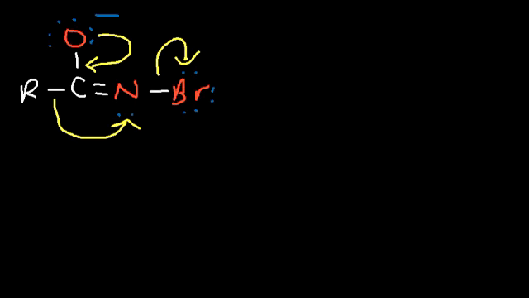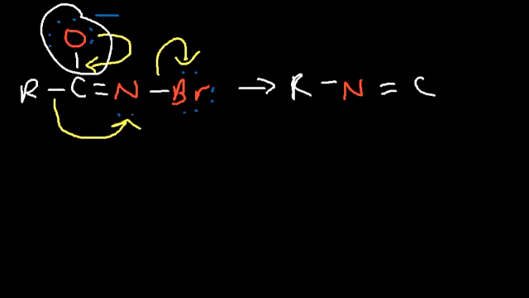So now let's be careful how we're going to draw the product of this step. So the R group is now attached to the nitrogen. The nitrogen is no longer attached to the bromine atom. The bromine atom left. However, the nitrogen is still double bonded to the carbon atom. But the R group is no longer attached to the carbon atom because this bond broke. But the carbon is now double bonded to the oxygen. So this is the structure that we now have. This is known as an isocyanate group.